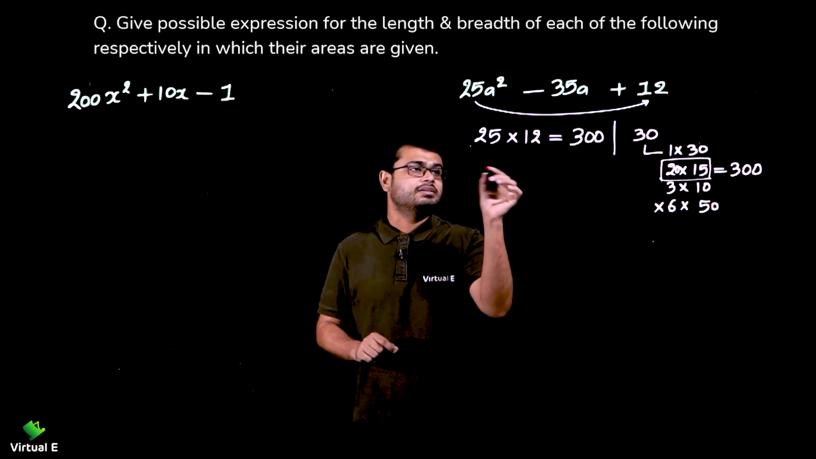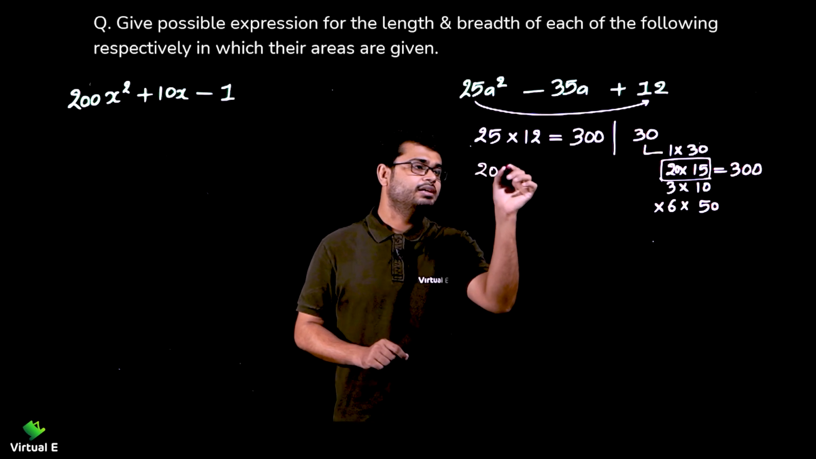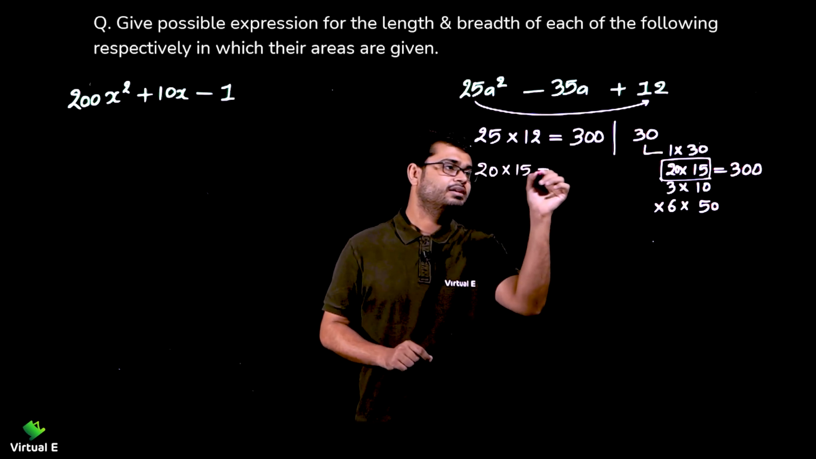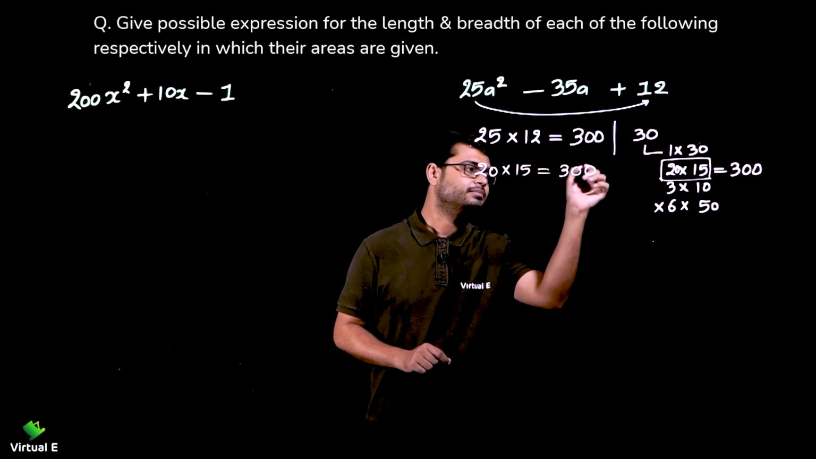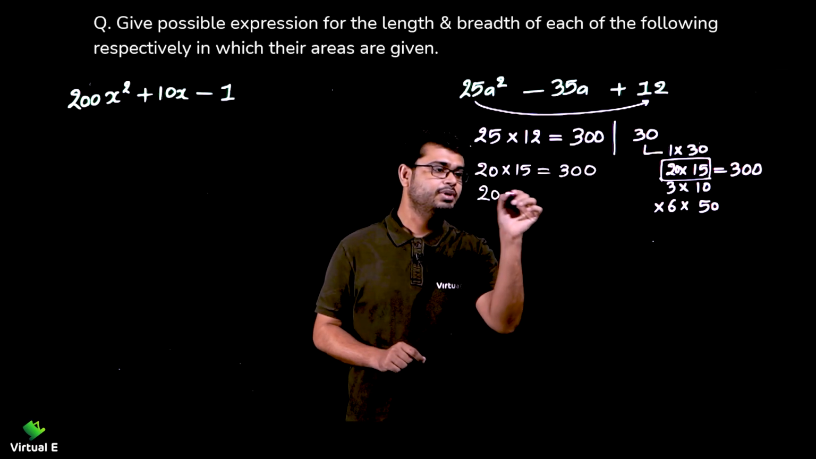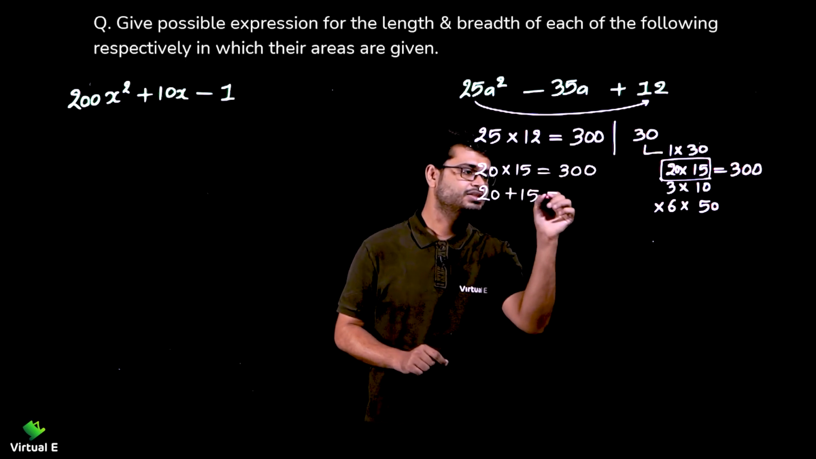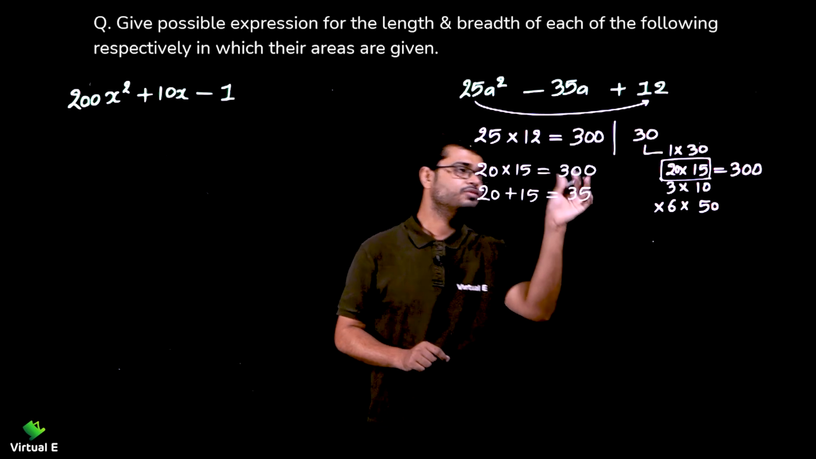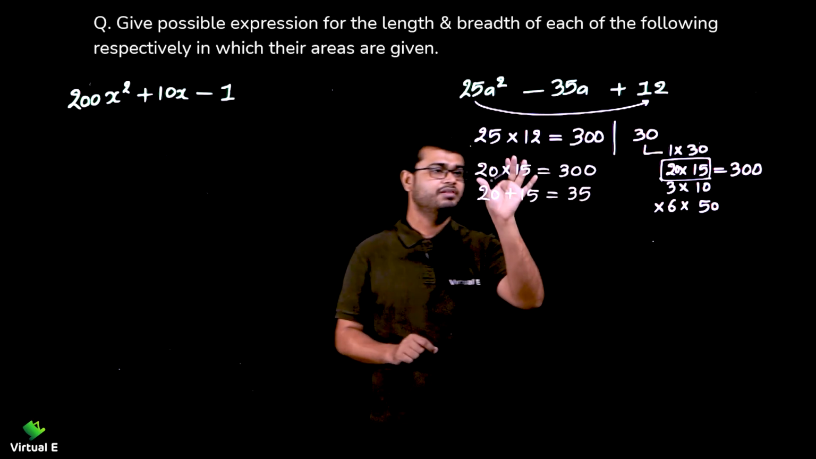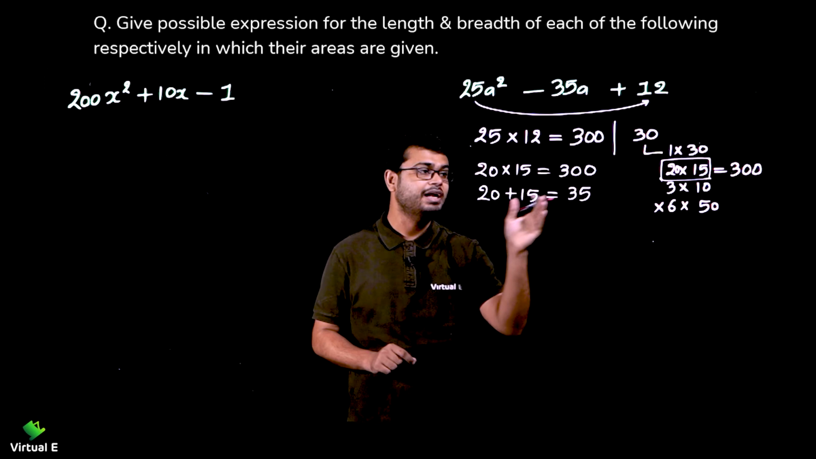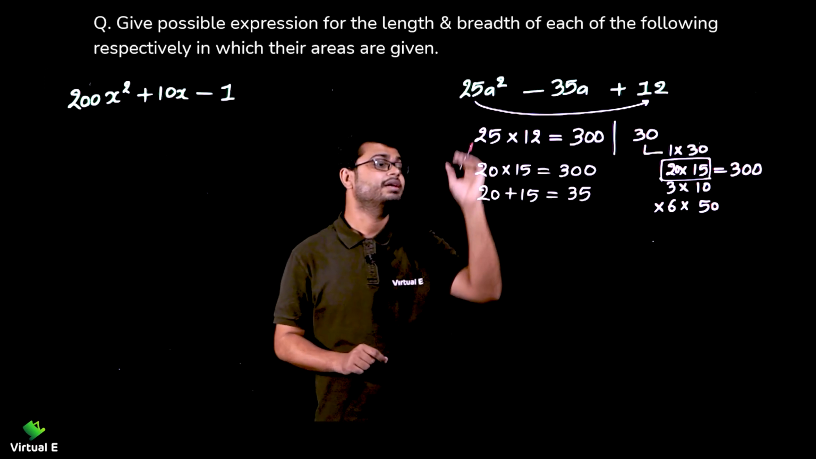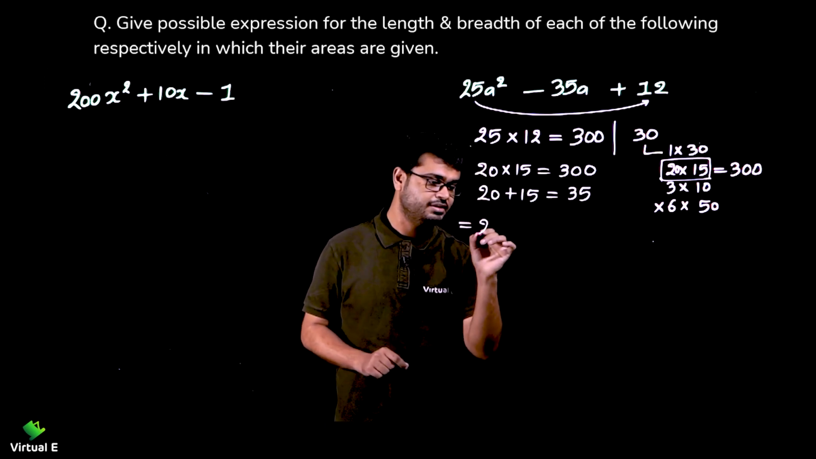You can check that 20 multiplied by 15 is equal to 300 and 20 plus 15, that is 35, right? So we are interested in these two numbers. If you multiply, you get 300. If you add them, you get 35, right? So let's replace it here.